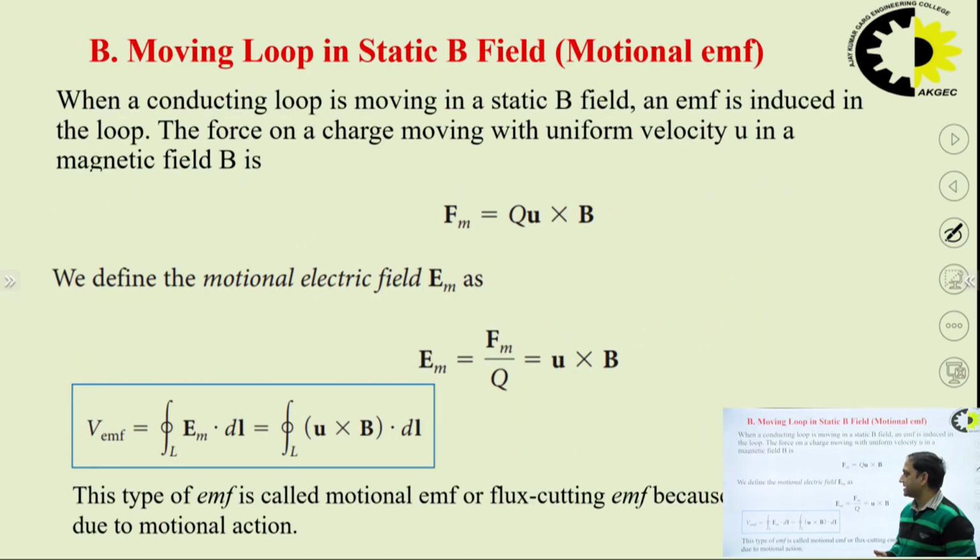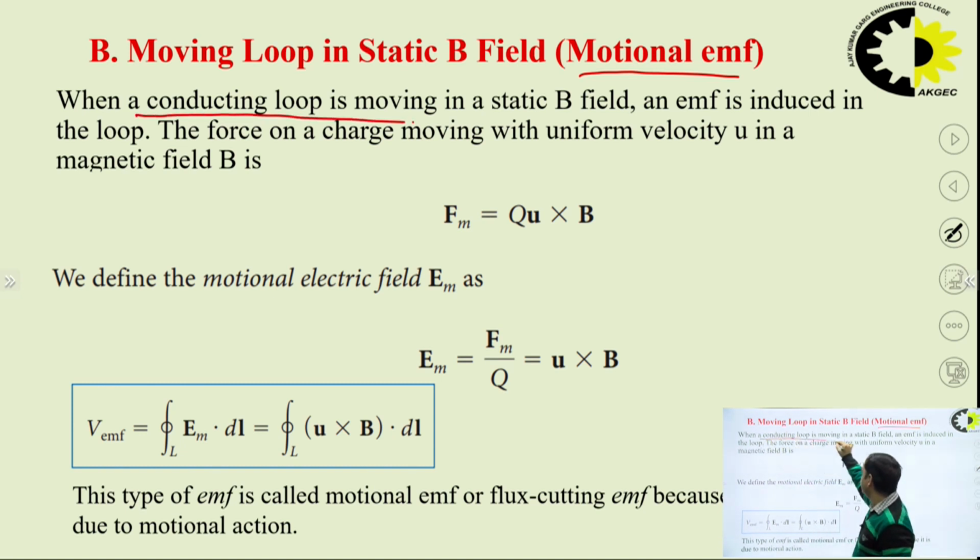Now come to the second case. The second case is the moving loop in the static B field. Because we have a static B field, the EMF which is generated by the moving of the loop is called the motional EMF. So when the conducting loop is moving in the static magnetic field, this is the very important condition for the motional EMF.